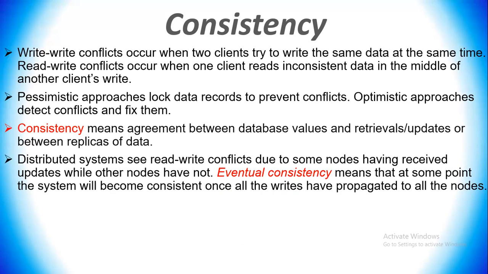In distributed systems, these read-write conflicts are there, right? So there is this concept known as eventual consistency. That means the system will reach consistency eventually. Eventually means with time. That means in relational databases.